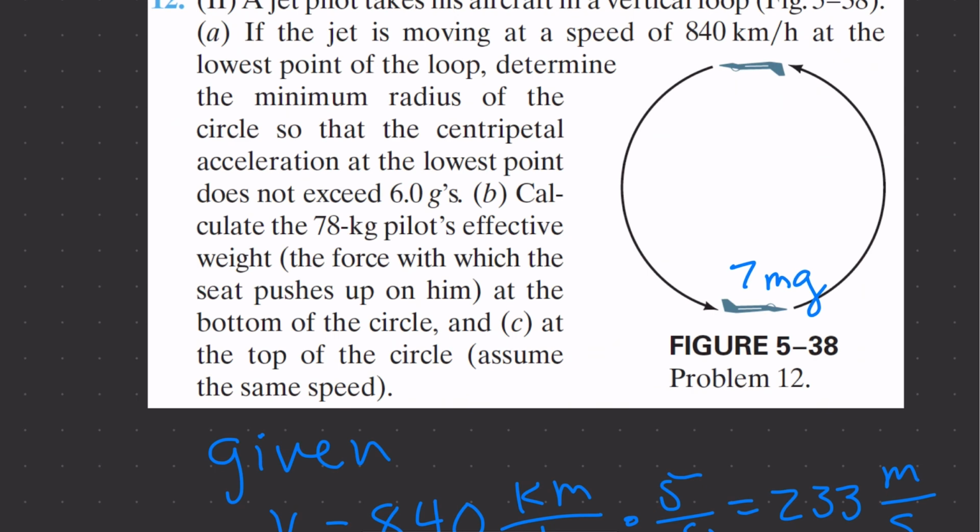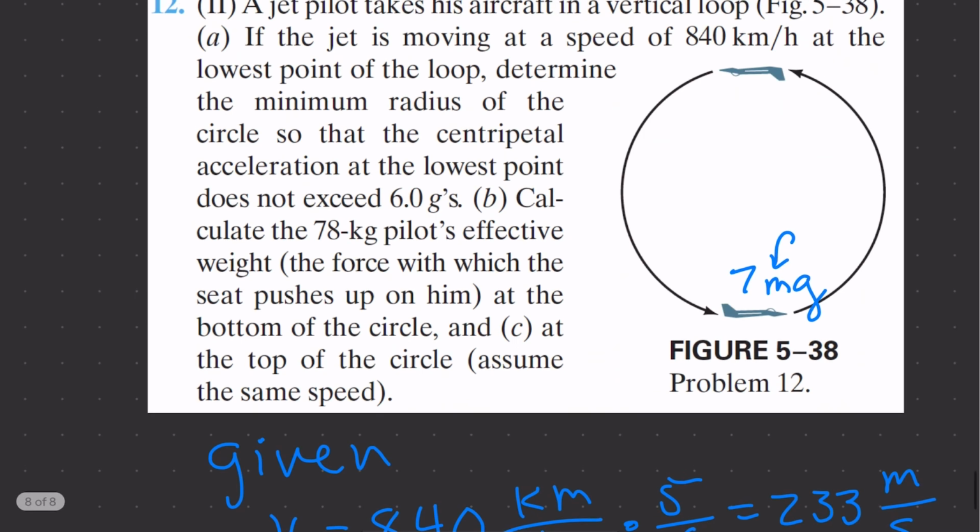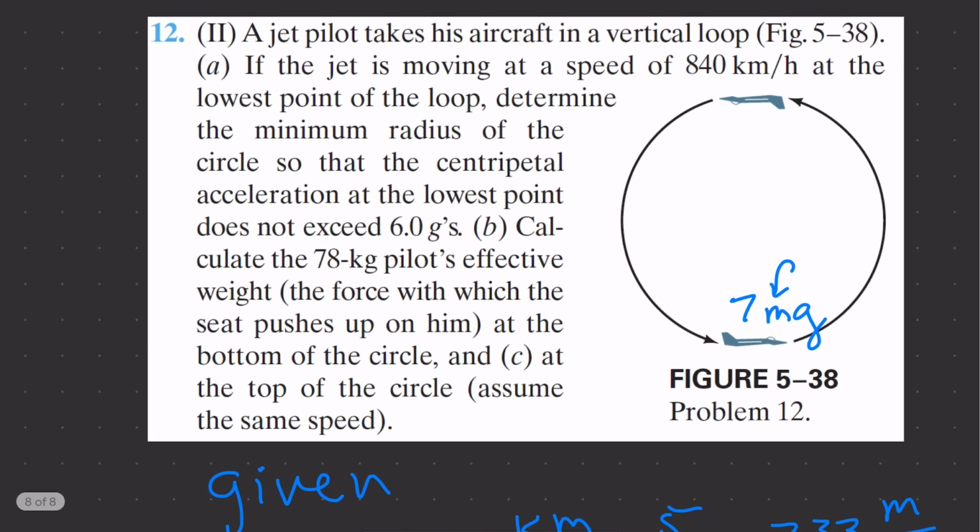So that mass here in this case is the mass of the person, which of course is the 78 kilograms. All right, so we can go ahead and calculate that, but it's just 7 times mass of the person times the acceleration due to gravity. And then part C is asking at the top of the circle.